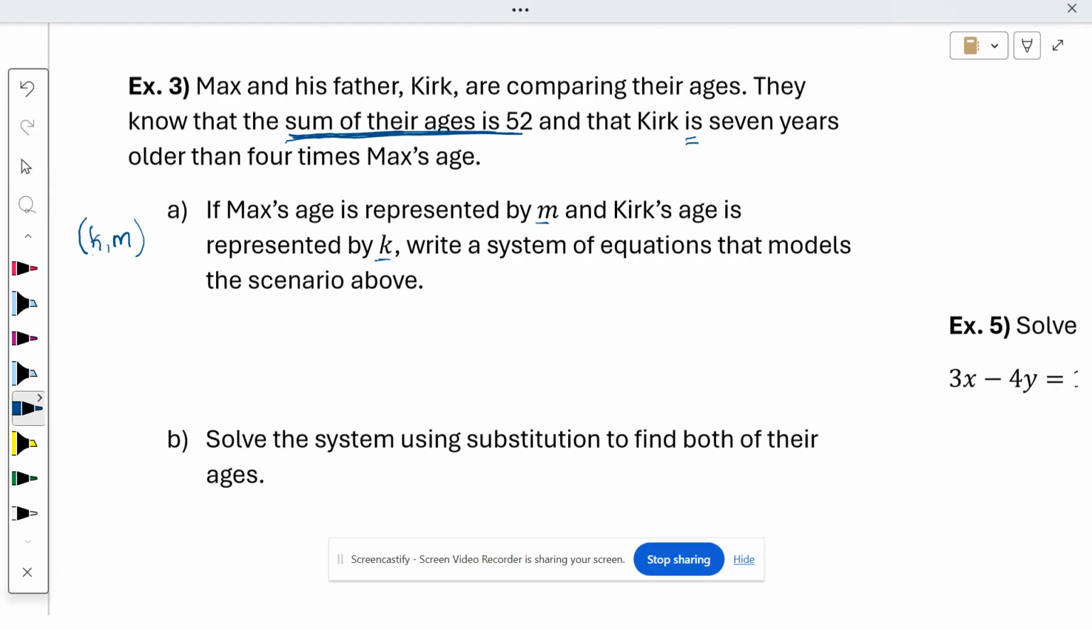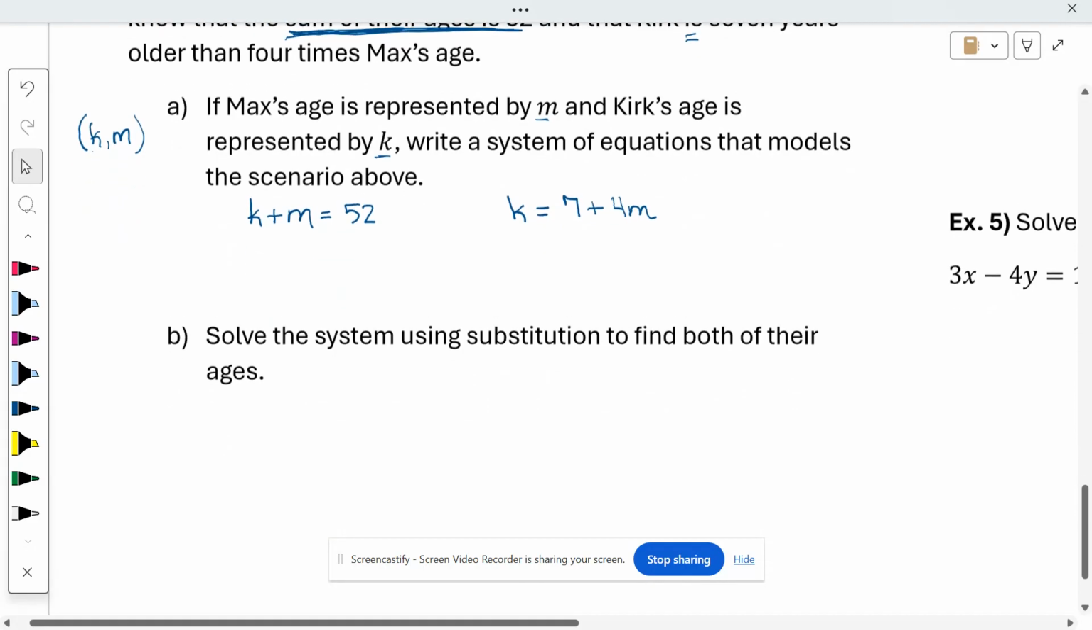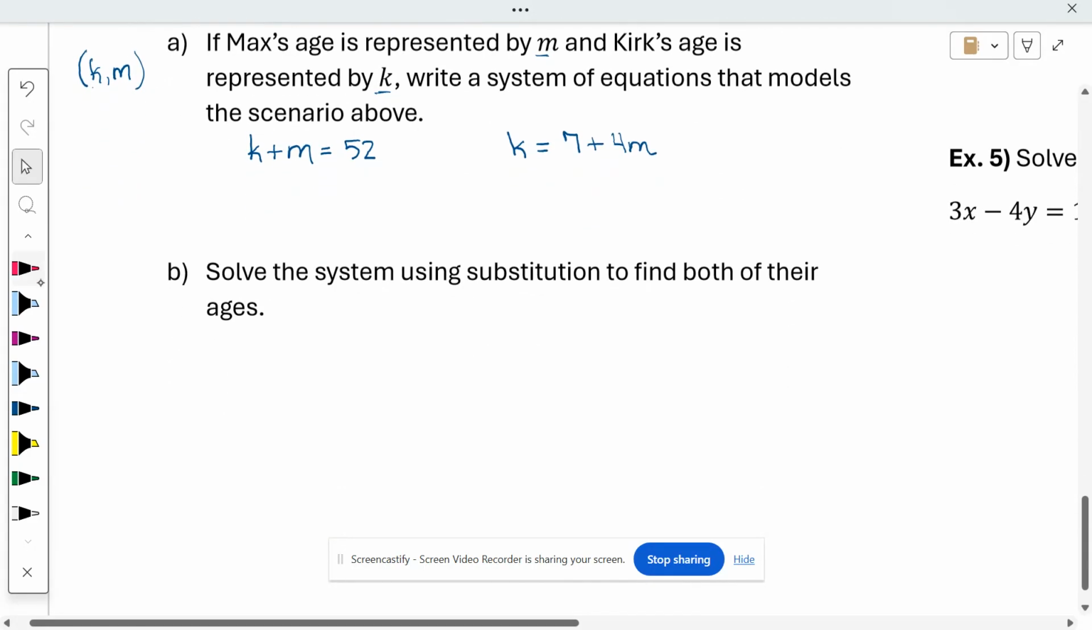So let's write a system. The sum of their ages. Well, that means that Kirk's age plus Max's age equals 52. Okay, that's good. But then it says that Kirk's age is represented by the letter K, and the word is means equals 7 years older than, so that's 7 plus 4 times Max's age, 4M. So this is the system that I'm going to use to figure out the ages of Kirk and Max.